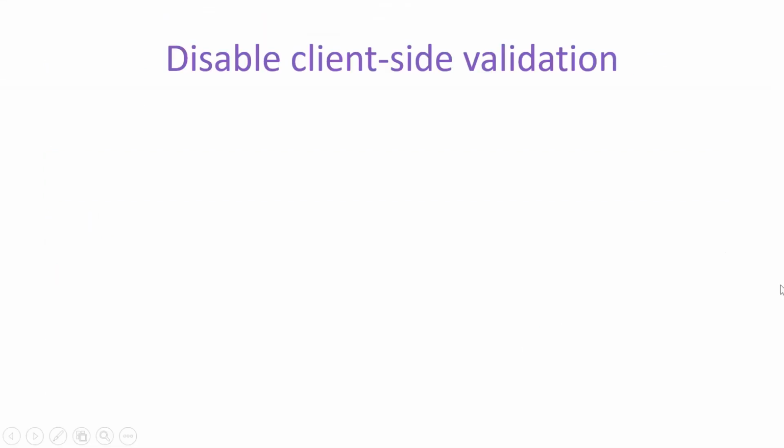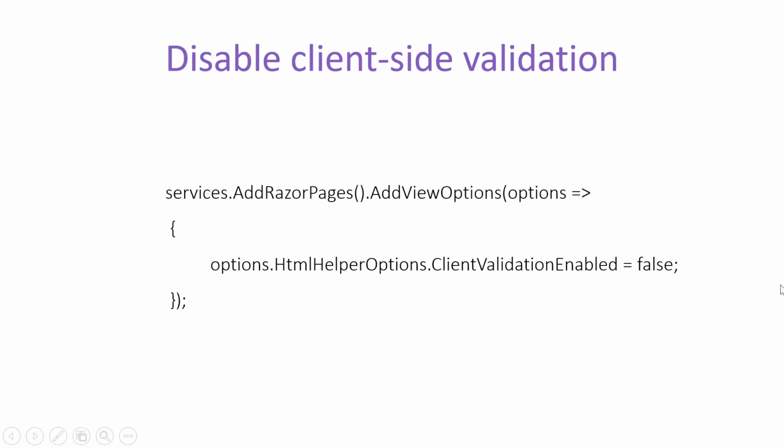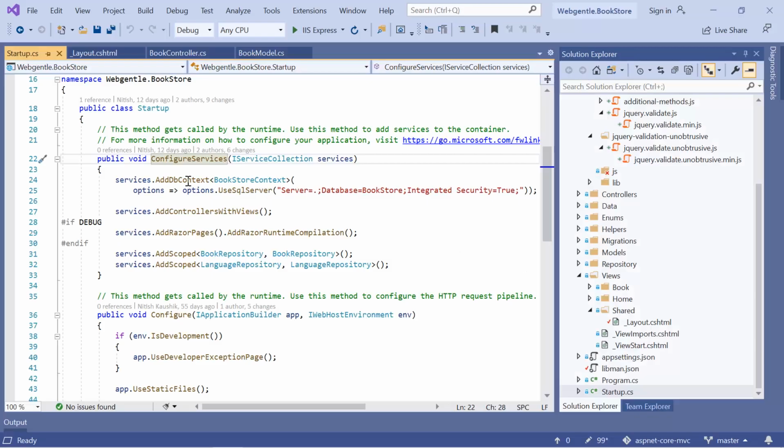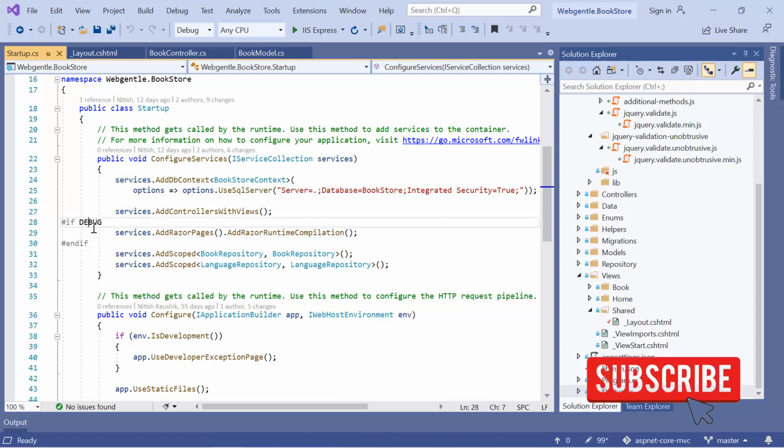Now let's learn how we can disable these client-side validations in case you want to debug something. To disable these client-side validations in your application, you need to make some changes in your startup class. Let's open the startup class. Inside this startup class, you need to go to this configure services method, and we need to make some changes in this add razor pages method. Again, you can notice that here we are using an if condition for the debug. It means this code will run only in the debug environment.